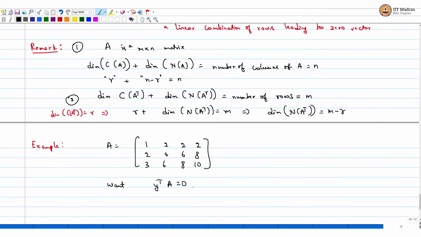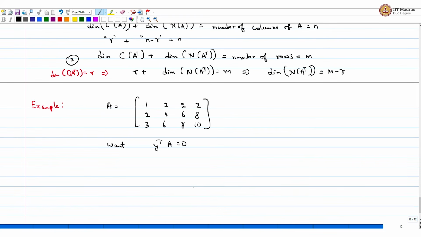So I would encourage you to pause the video at this point and figure out this y. I'm going to give out the answer. The answer is, you can say that the third row is just the sum of the first two, and so this is the solution.